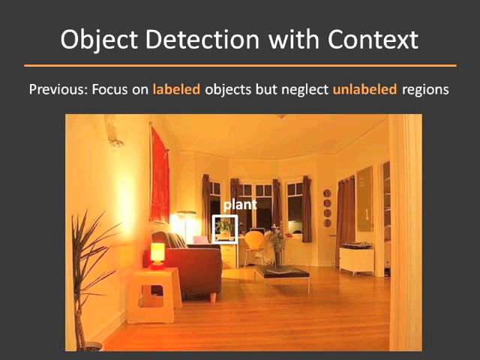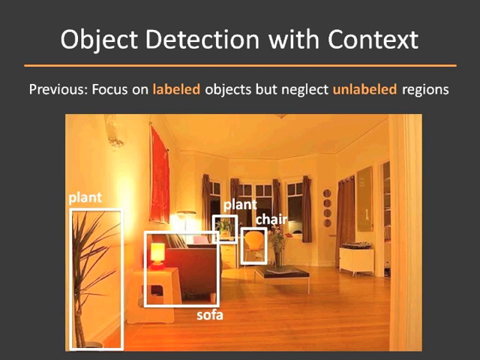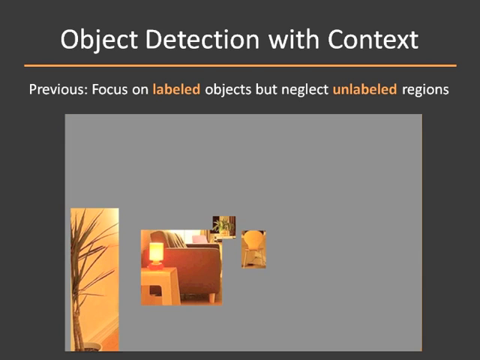Many works leverage contextual information in images to boost object detection performance. Most previous works focus on using other labeled object categories in the image to provide context. For example, to better detect the plant in this image, other labeled object categories, such as sofa and chair, are utilized as potential context for the plant. The unlabeled regions are neglected, resulting in such a view of the image. Clearly, this view is significantly less informative than the original image.